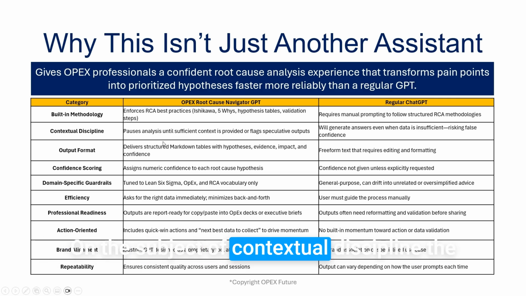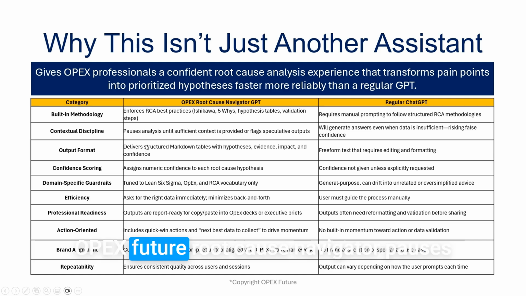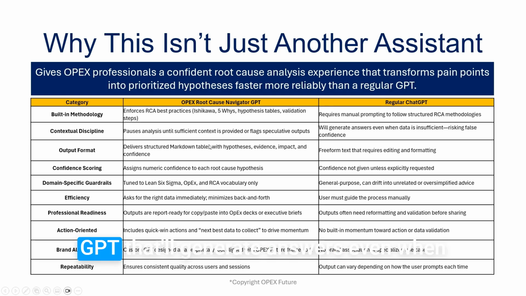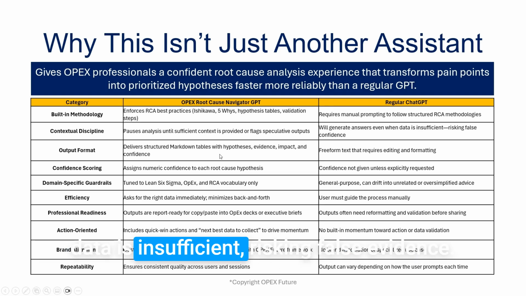On the subject of contextual discipline, the OPEX Future Root Cause Navigator pauses analysis until sufficient context is provided or flags speculative inputs. The regular GPT will generate answers even when data is insufficient, risking false evidence.